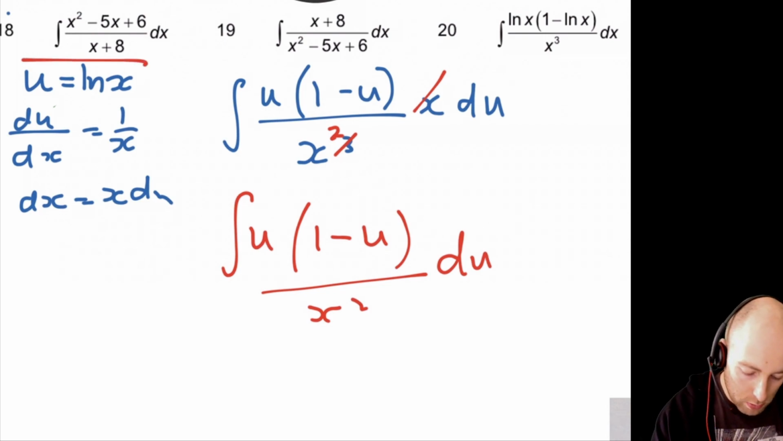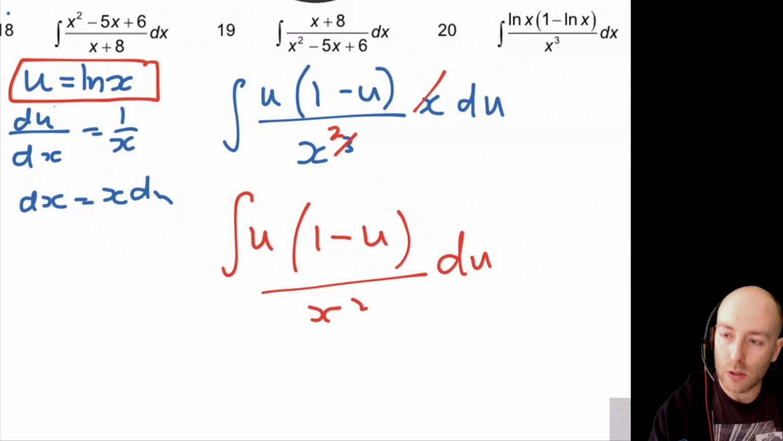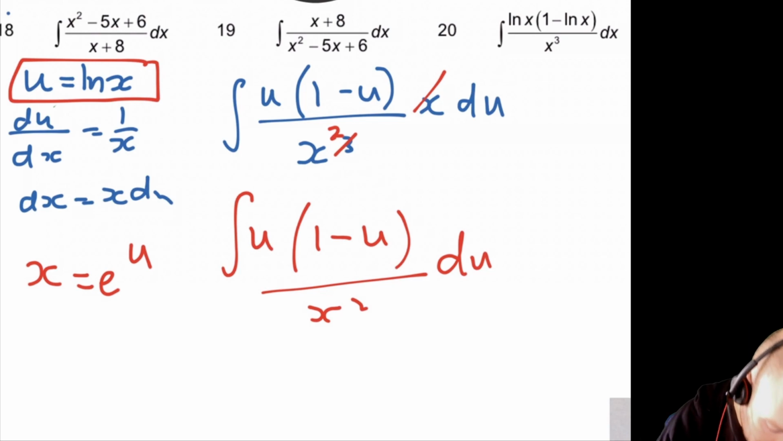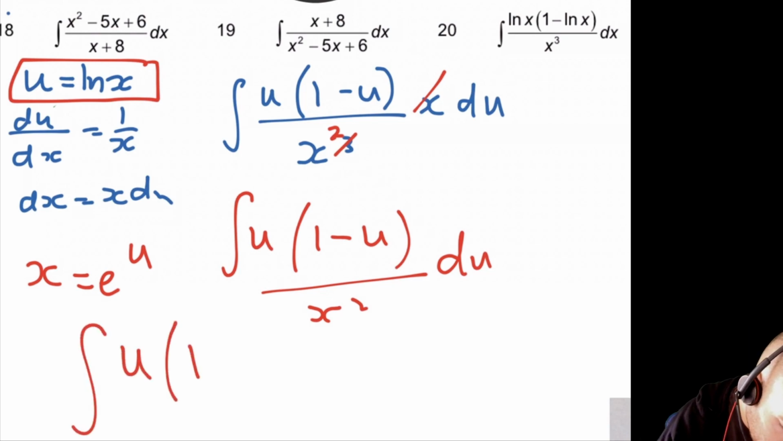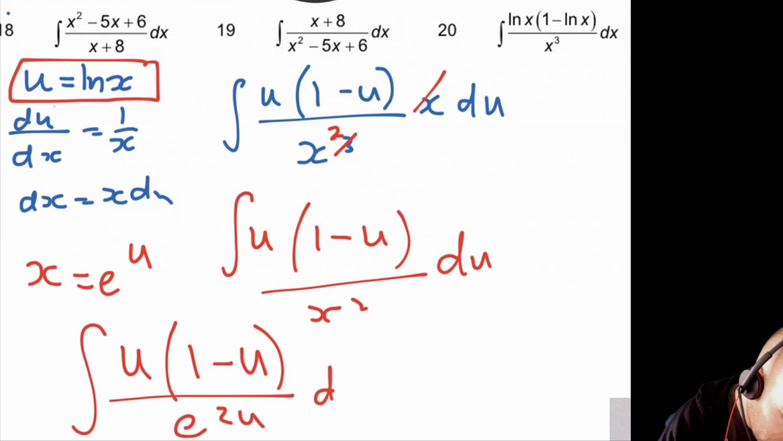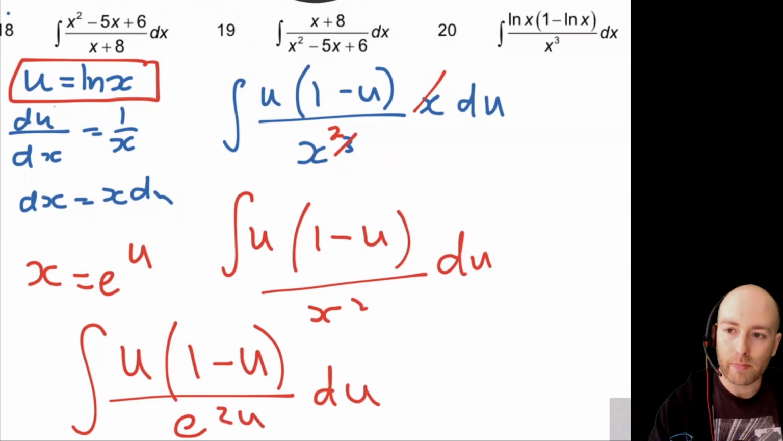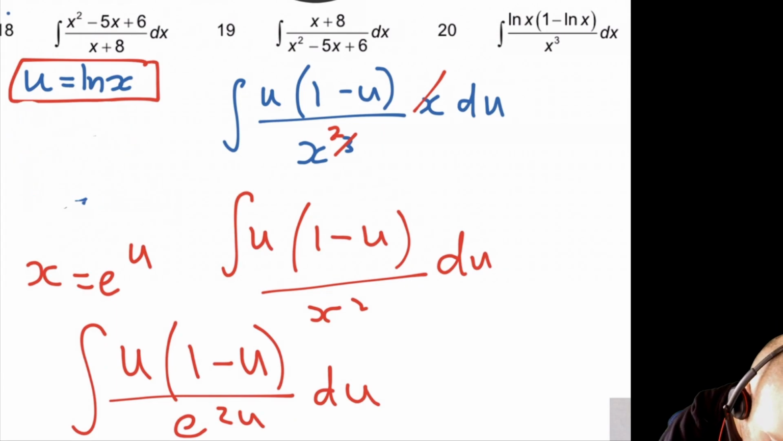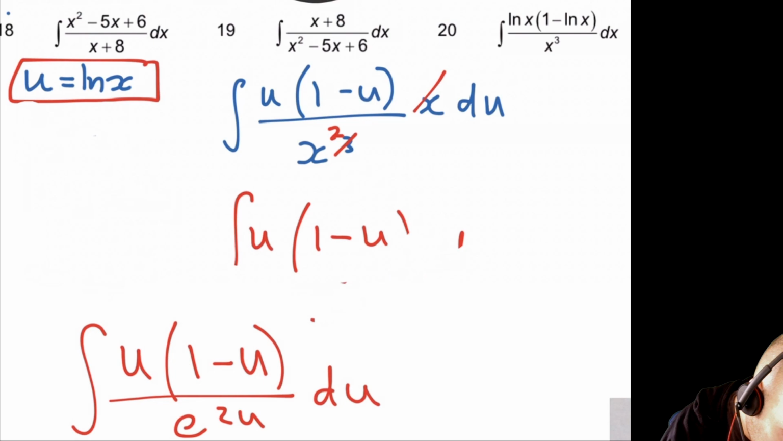The way we're going to do that is with this equation here. So u is ln x, therefore x is e to the u. So that bottom bit is going to become u times 1 minus u times e to the 2u du. Okay, let's make space, put it back at the top. So I'll keep my original substitution there.